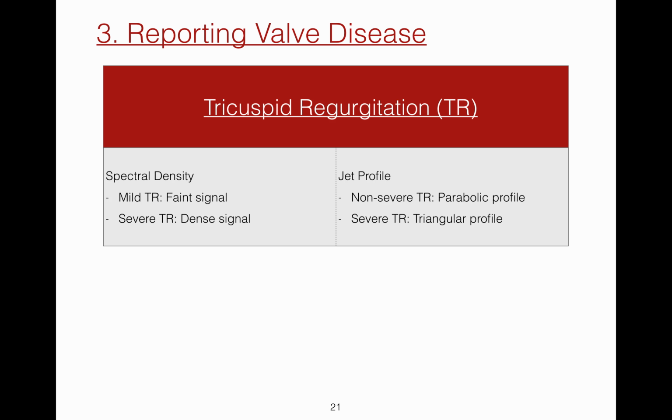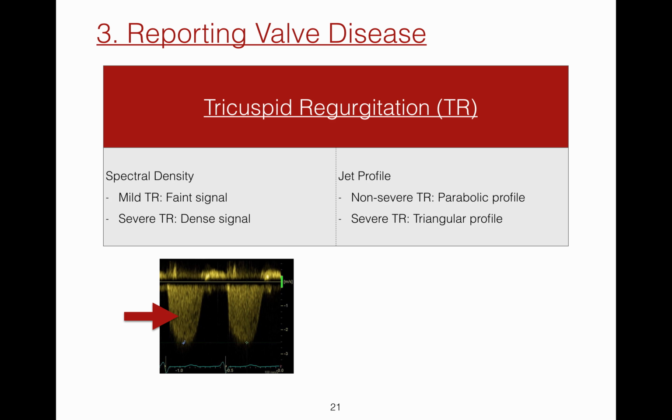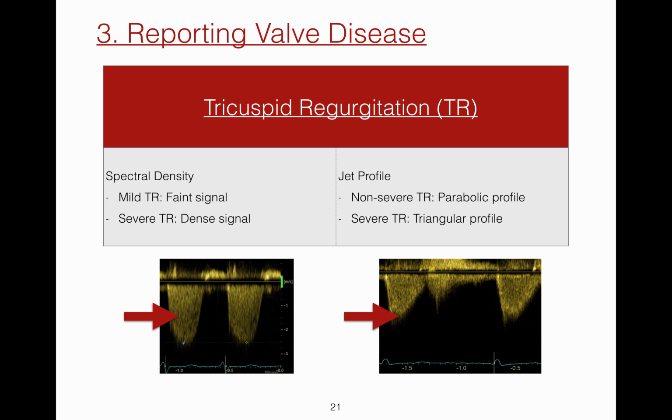You're now at a point where you can also comment on the degree of tricuspid valve regurgitation based on the spectral density and jet profile. That is, the spectral density of the regurgitant jet compared to the inflow density, and the profile of the regurgitant jet, wherein severe tricuspid regurgitation has a characteristically blunt or triangular profile.